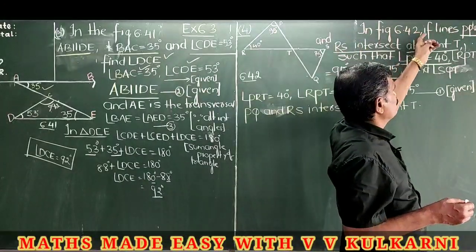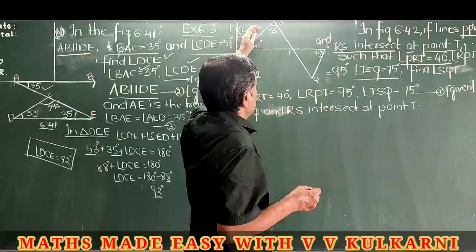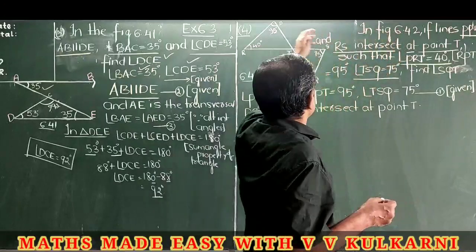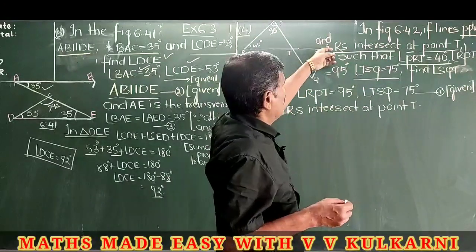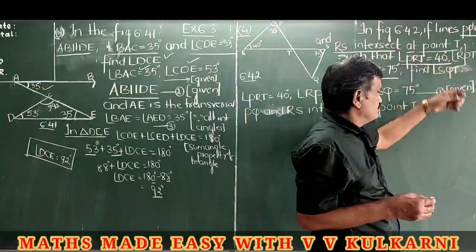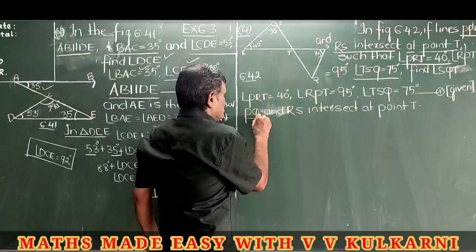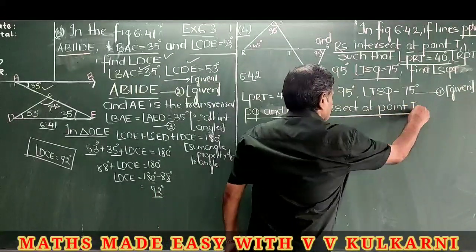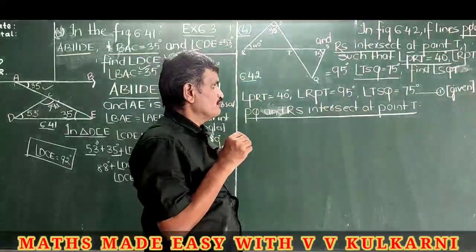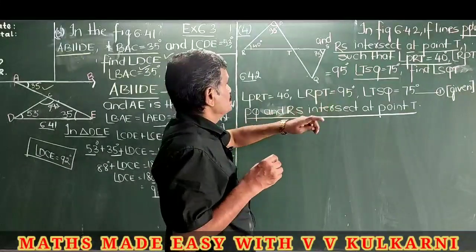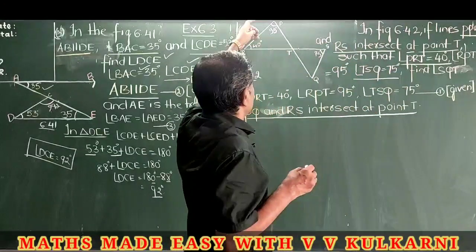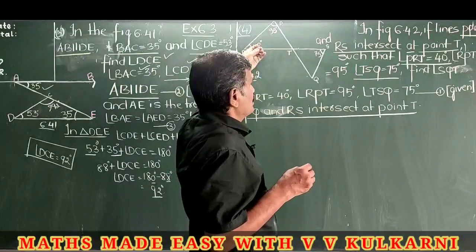In the figure 6.42, lines PQ and SR are parallel. PQ and SR intersect at a point T. So, whatever key point is given, I have noted down here. This is my habit. I always note down the key points given in the problem. They intersect at point T, such that angle PRT is equal to 40 degrees.